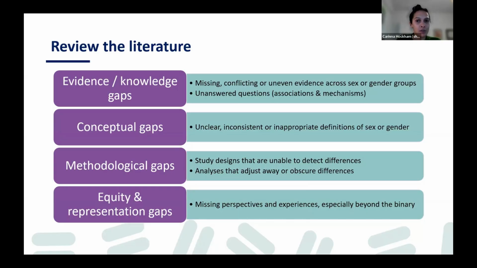What I would encourage you to do is look not only at what the literature shows, but how sex and gender were handled in getting there. So this includes conceptual gaps such as unclear, inconsistent, or inappropriate definitions of sex and gender, methodological gaps such as study designs that were not designed to be able to detect potential differences, and equity gaps, including missing perspectives and experiences. I think by doing this, you'll be in a much better position to address any of these gaps or limitations in your own work.